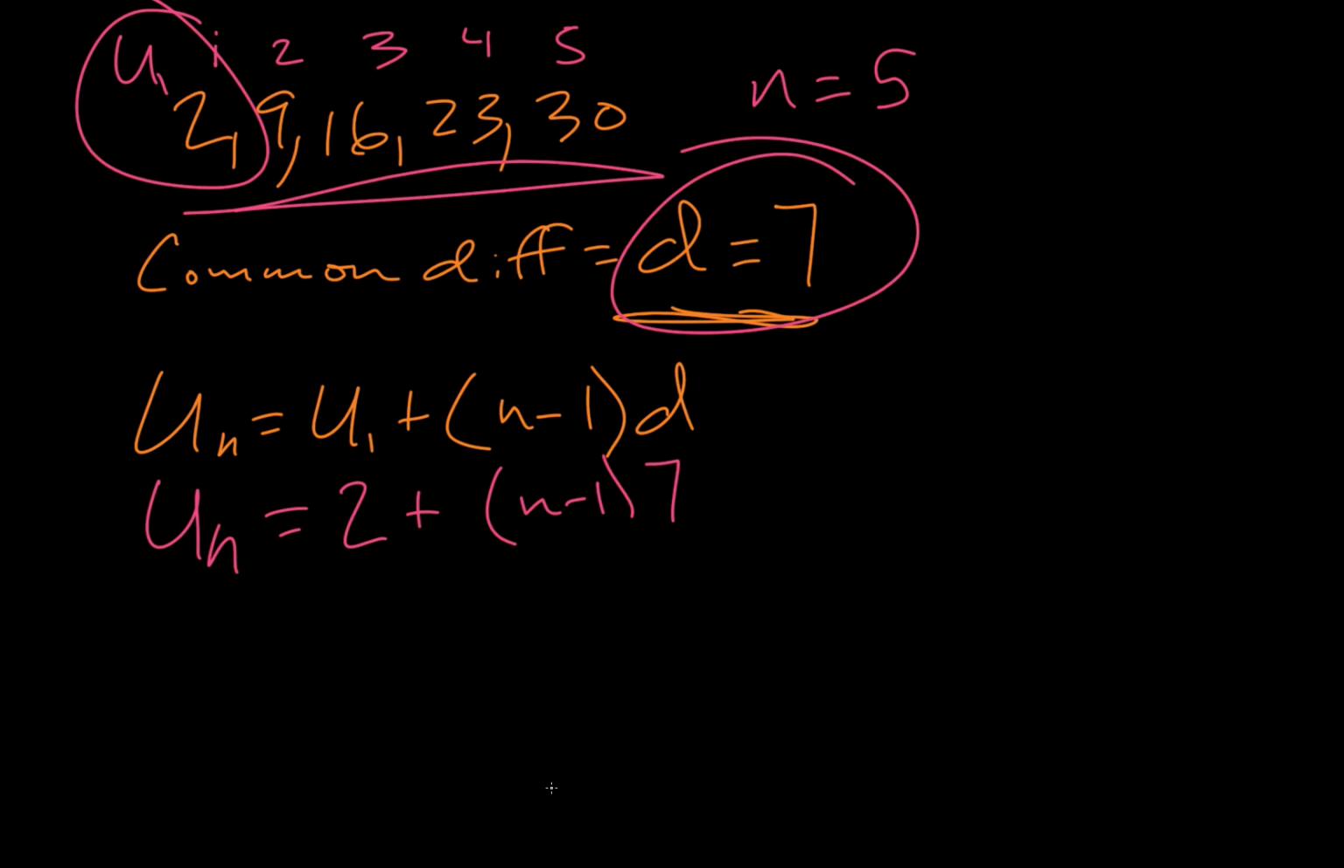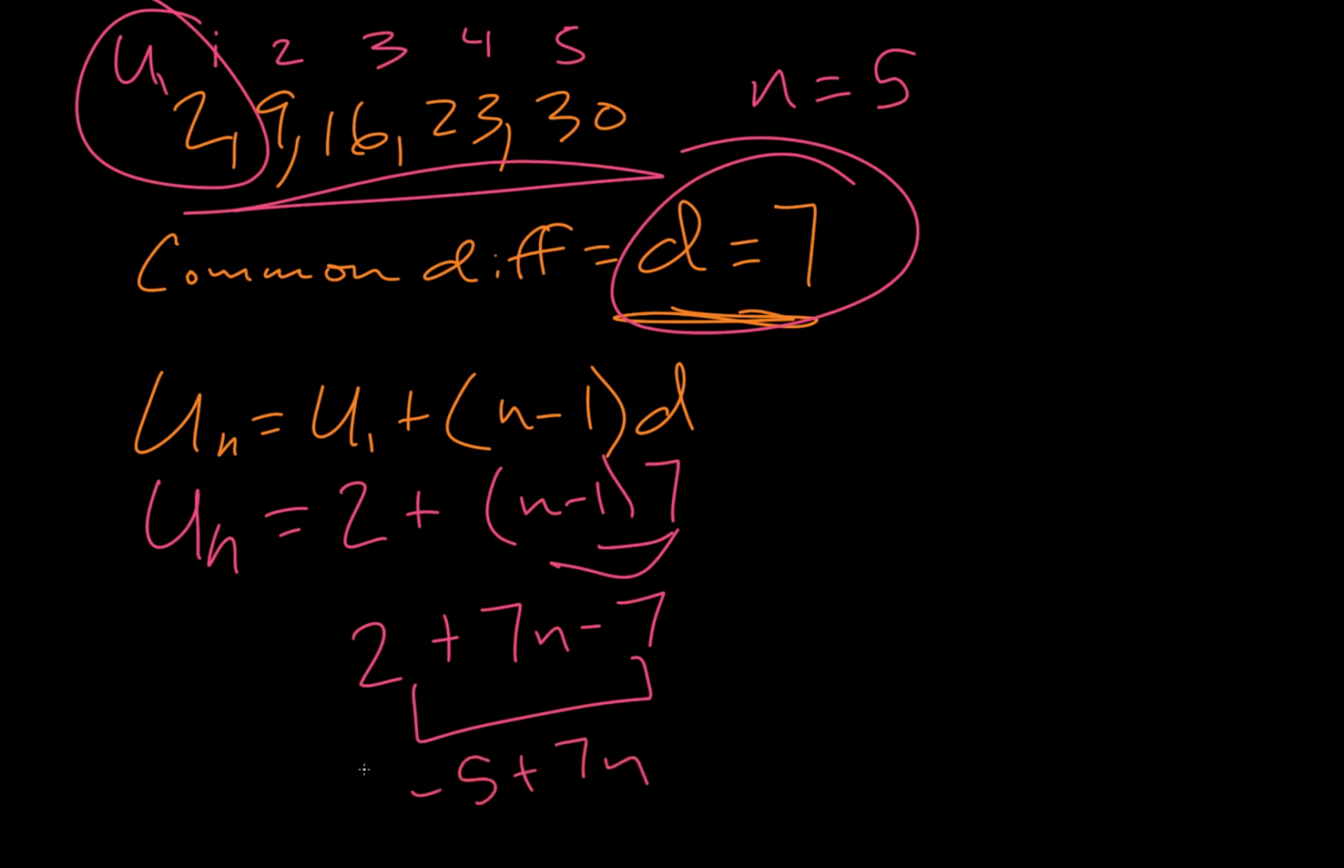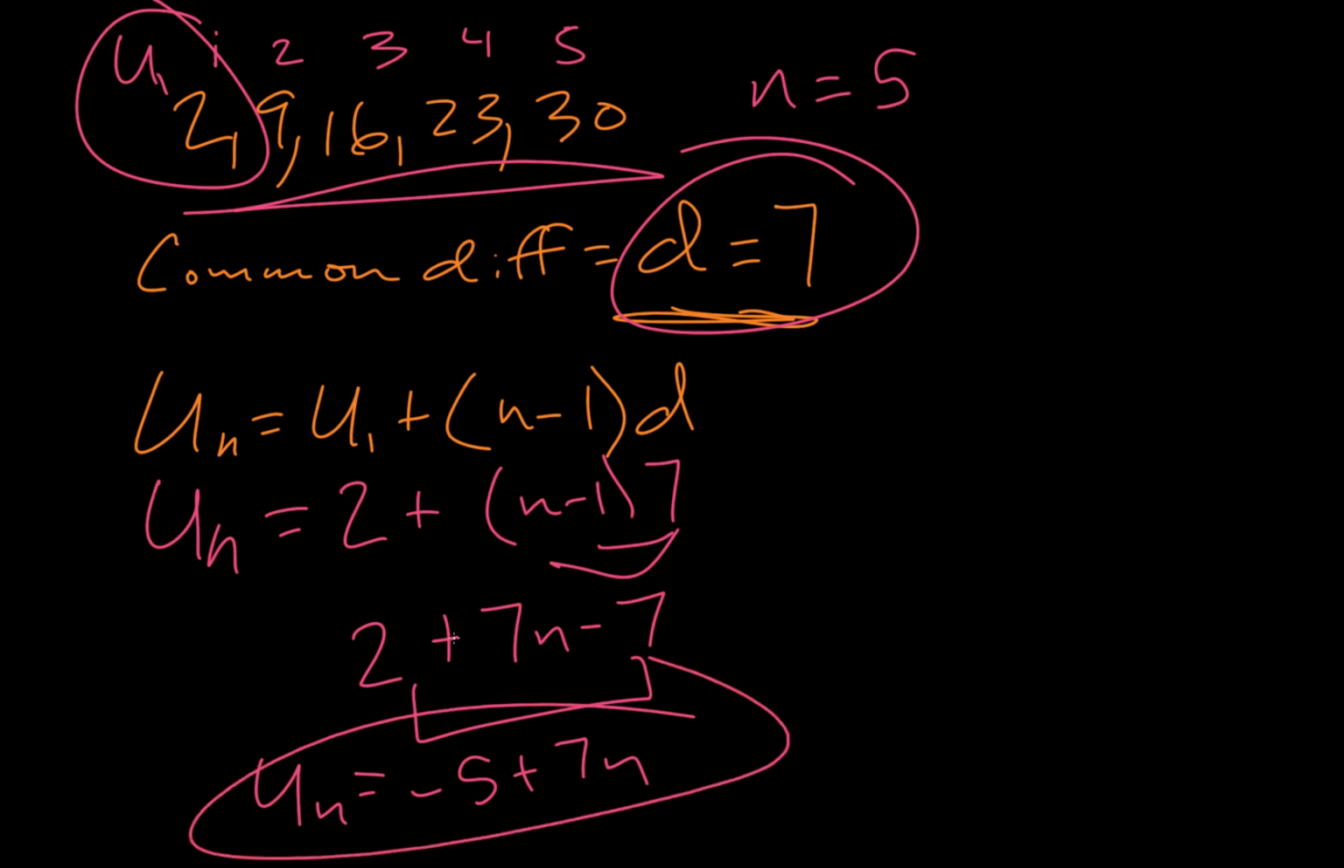So we can leave it like this, or we can simplify it a little bit. So let's distribute the 7. So we have 2 plus 7n minus 7. Combine those two, we get negative 5 plus 7n is the nth term formula. Okay.